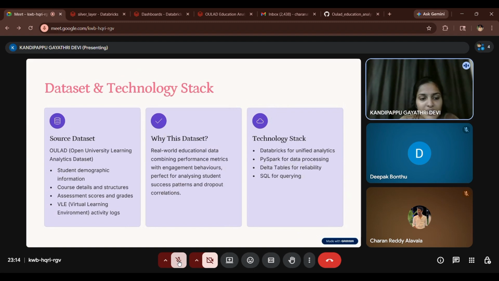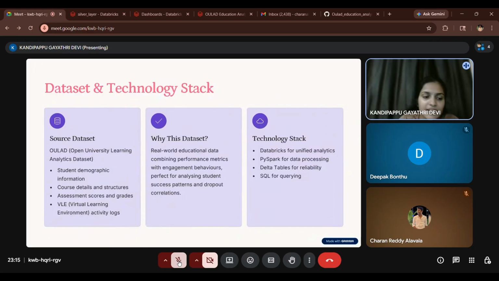Our project uses the student demographics and online education data named OULAD. It includes student demographics, course structures, assessment scores, and VLE, where VLE stands for Virtual Learning Environment activity. Why did we choose this dataset? It contains real-world behavior of students and combines performance plus engagement. It is mainly ideal for predicting success and outcomes.